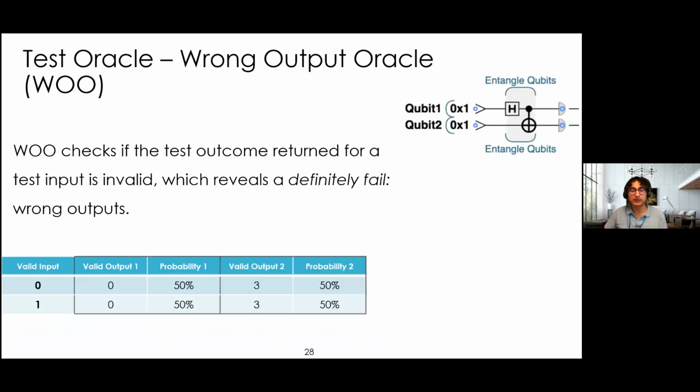An example is that in this case, the valid output has to be always 0 and 3. Let's say I run the input with 0 and I observe output 1. It means that the output is wrong. So I can stop my program right away, because this is not what I expected my program to do. So there is some problem in my code.